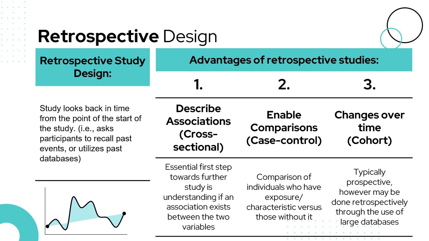Retrospective studies also enable comparisons. So we see this in case control studies. Okay, so it compares individuals who have an exposure or characteristic of interest versus those without it. So for example, where I've seen this be really beneficial is in the cases of foodborne illness outbreaks. Okay, so more of an epidemiological side, but it gets the point across.